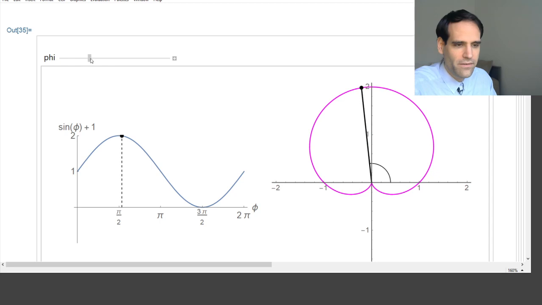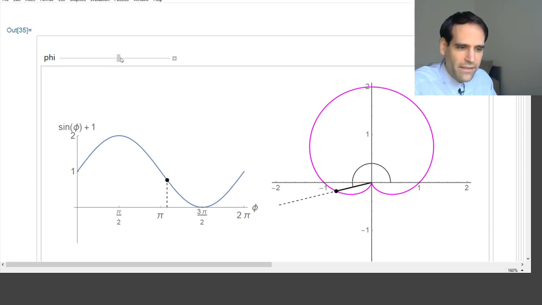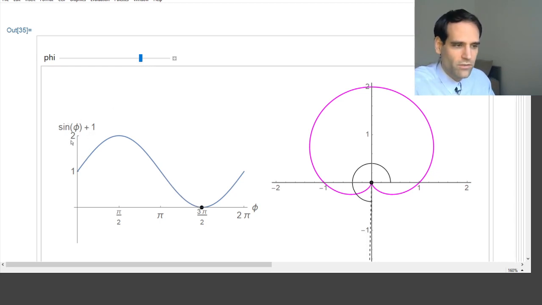Then we keep increasing phi, and this goes back to 1 when the angle is equal to pi, because sine of pi plus 1 is equal to 1, which means that when the angle is pi, 180 degrees, the distance to the origin is 1. And then as we continue increasing the angle phi up to 3 pi over 2, the sine of phi becomes minus 1, but since we are adding 1, the end result becomes 0. So now the radius, the distance to the origin, is 0.